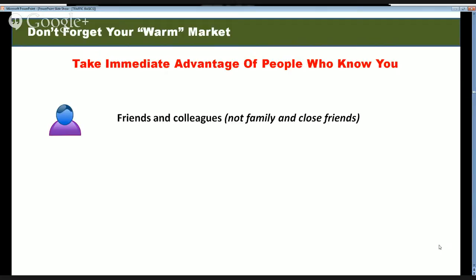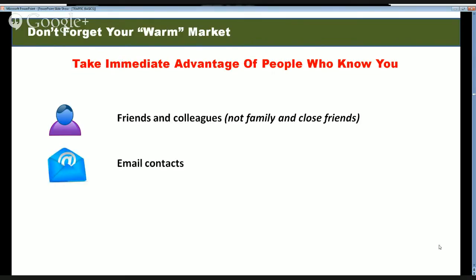Okay, and we're not talking about here your close family or your close friends. They're really not your best source. They're good people for bouncing ideas off of. But if you want to keep them as friends, don't offer them business opportunities unless you're 100% sure they're going to make money. And you need to be very transparent and clear if you do. So we suggest you just stay away from them. But you have other friends and you have other colleagues, and they're a great source of possible traffic.